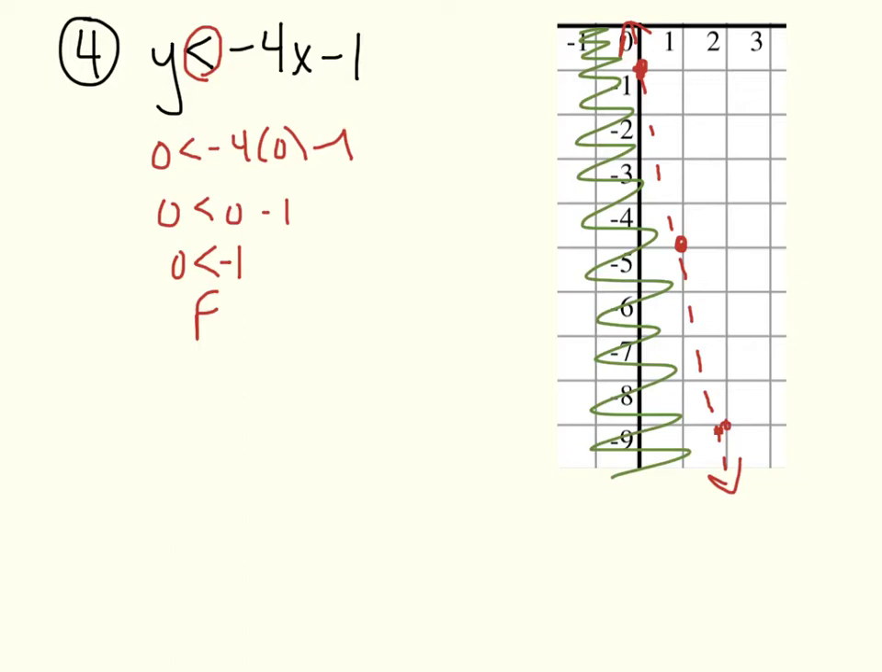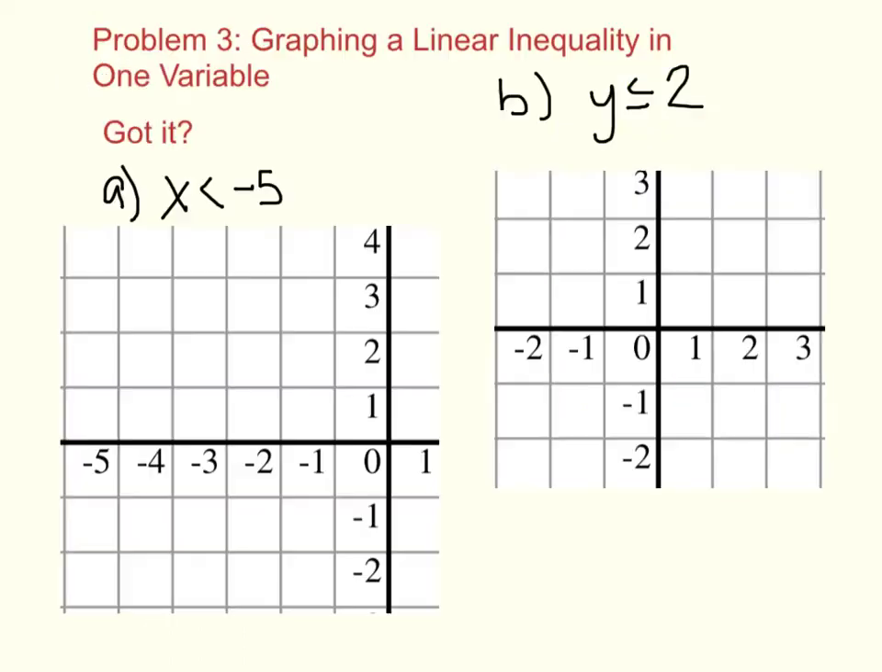So once again, to determine what side you shade, you have to shade the true side. You plug in a point not on the line, and then if it's true, that's the side you shade. If it's false, that's the side you don't shade.